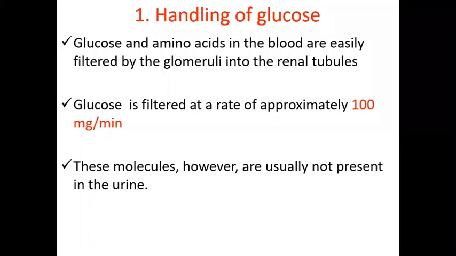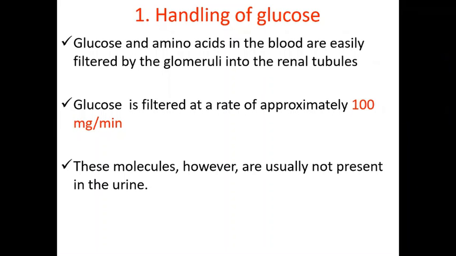In particular here, we are looking at how the proximal convoluted tubule is going to handle glucose. We say that glucose and amino acids in the blood are easily filtered by the glomeruli into the renal tubules because they are so small that they can easily pass through the membrane responsible for filtration. Then after glucose has been filtered, the rate at which it is filtered is about 100 milligrams per minute.